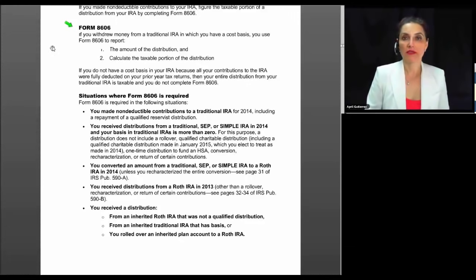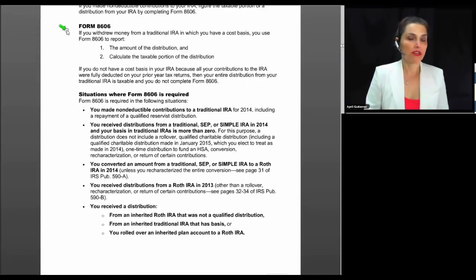And when you're dealing with a distribution from an IRA, you're going to report that distribution using Form 8606 if the contribution you've made to the account is non-deductible, or you've taken a distribution from the account and you have at least a partial cost in that distribution. So Form 8606 is where we're going to spend a little bit of time now. It's a fairly complex form, and few preparers that I've run across actually understand the form or how to fill it out, which is why we're going to spend a fair bit of time on it today.